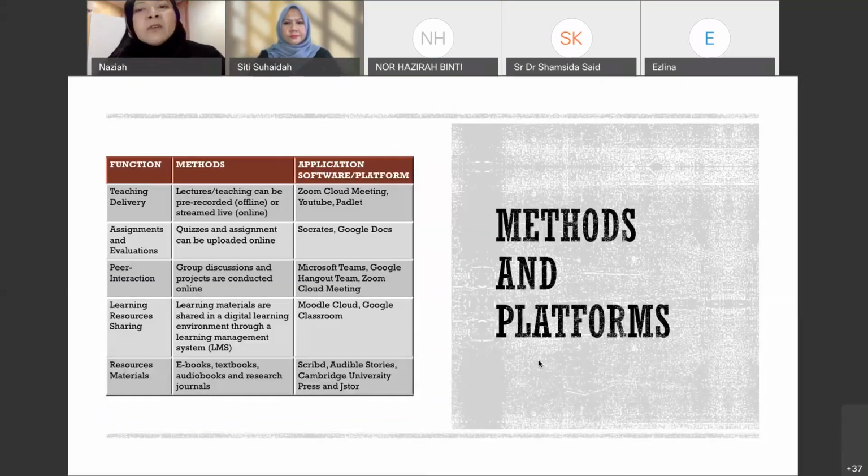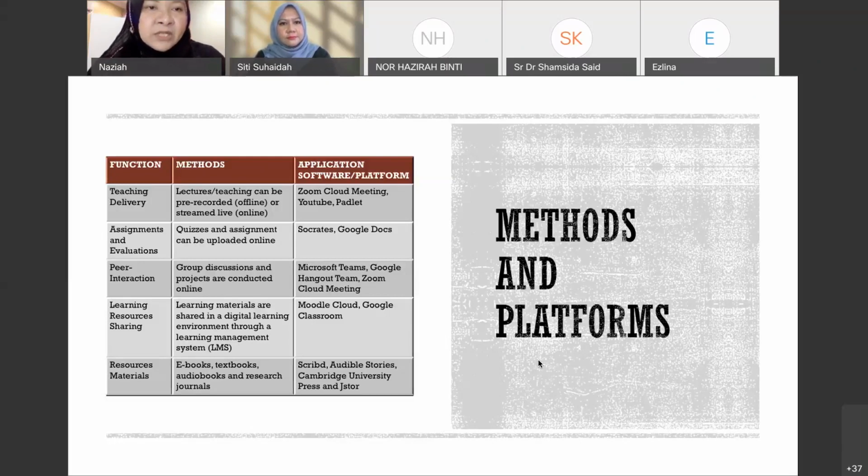So normally, the methods and platforms that we applied during e-learning, we also applied in online learning, and today we also use the same methods. During teaching delivery, the lecturers will teach or present notes, pre-recorded or streamed online, using software such as Zoom, Cloud Meeting, YouTube, or Padlet.